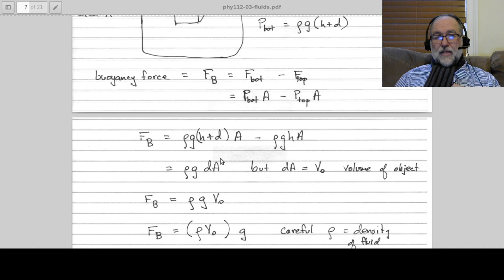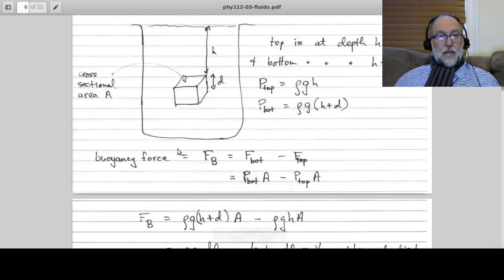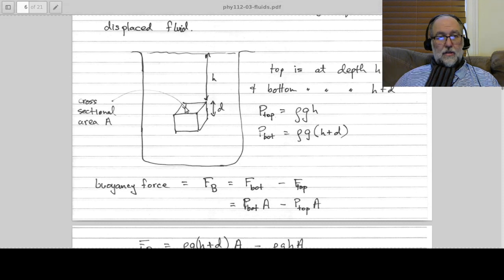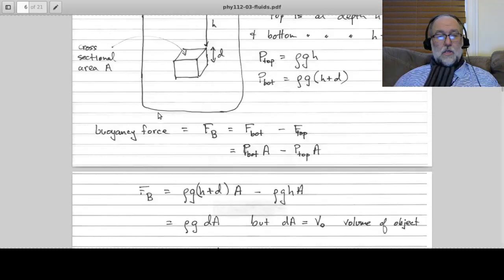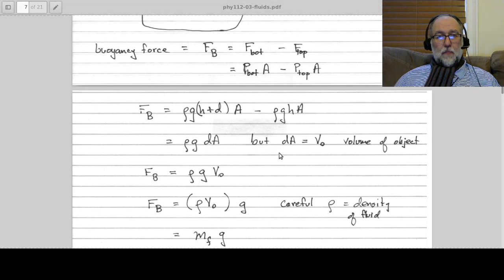And now you say to yourself, well, what is that d times A? Well, A, show the diagram again, A is the cross-sectional area. d is the height of the object. Cross-sectional area is length times width. d is the height, so length times width times height, that's the volume. So whenever you have a cross-sectional area like this and you multiply it by its height, that gives you the volume. And I call that V_O for the volume of the object. And so there you go. There's the buoyancy force. It's equal to rho g V_O, the volume of the object.